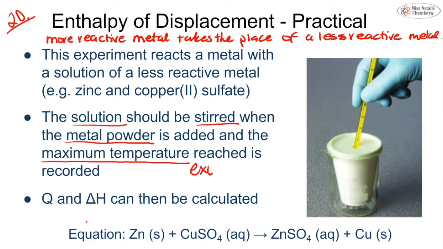So this is an exothermic reaction. So we're looking for a temperature rise and we watch to see the maximum. And again, we can calculate Q and delta H. So our equation is we have zinc metal and copper sulfate. We get this displacement reaction where the zinc takes the place of the copper and we make zinc sulfate and copper metal.